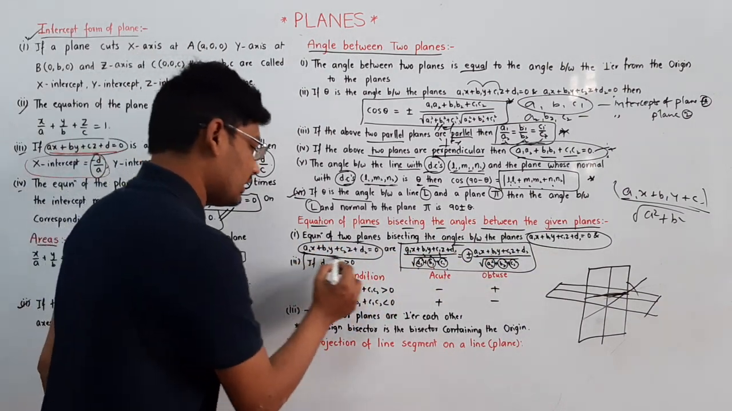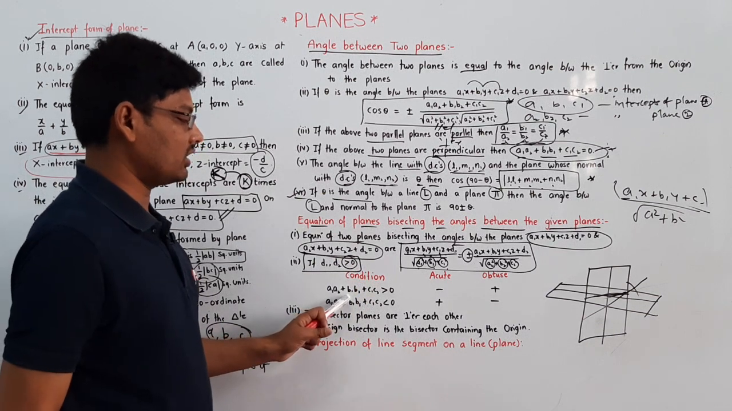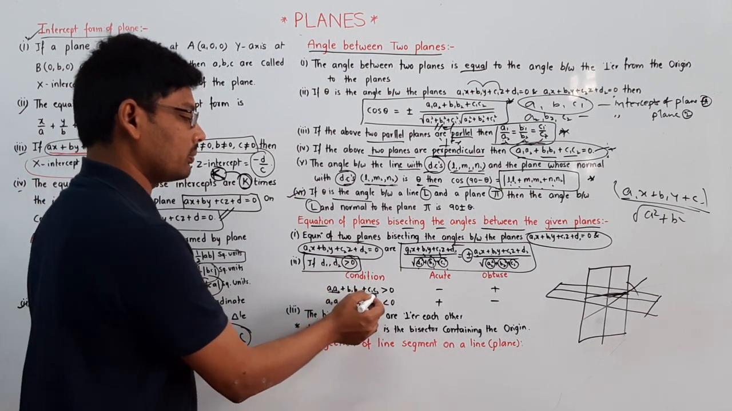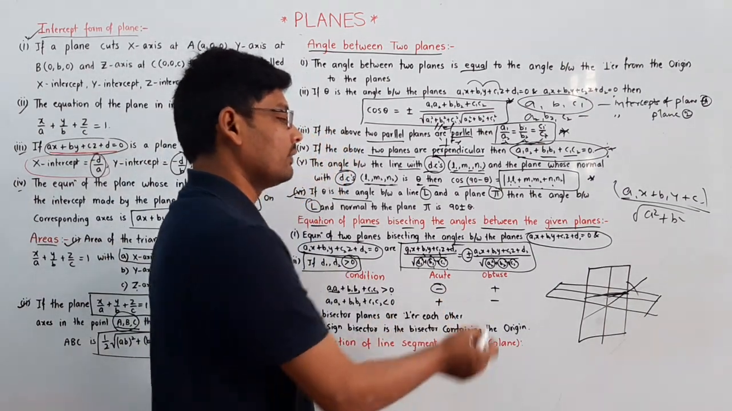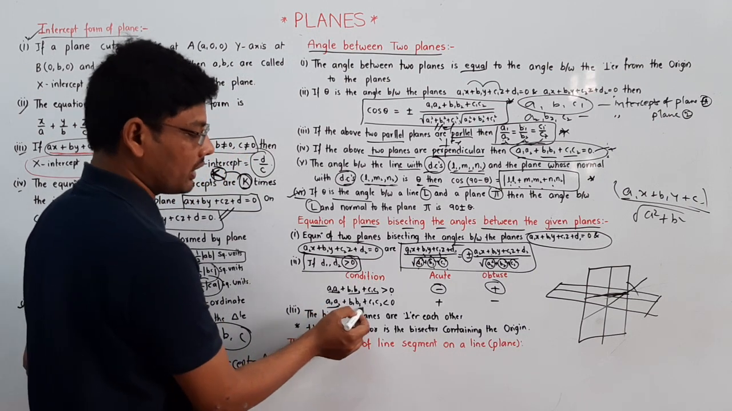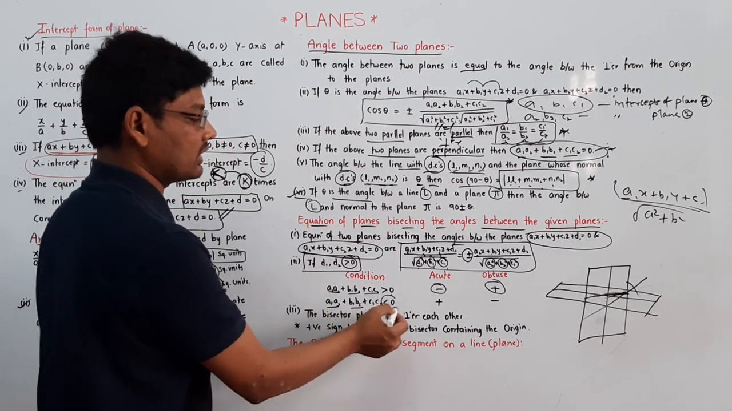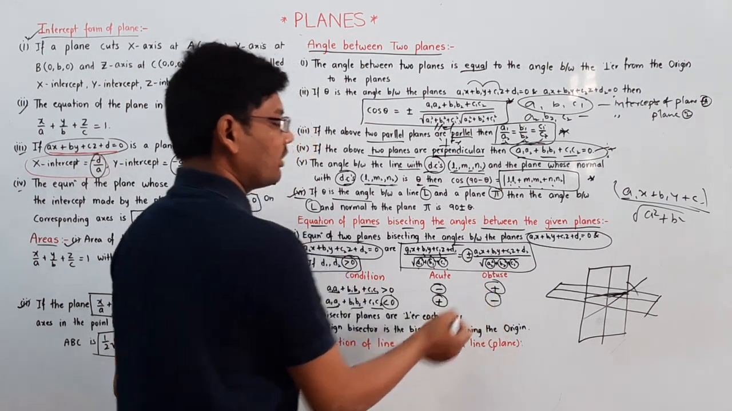Now if the conditions d1 and d2 are greater than 0, then if the product a1 a2 plus b1 b2 plus c1 c2 is greater than 0, the negative sign gives the acute angle bisector and the positive sign gives the obtuse angle bisector. Now if a1 a2 plus b1 b2 plus c1 c2 is less than 0, then the positive sign gives the acute angle bisector and the negative sign gives the obtuse angle bisector.